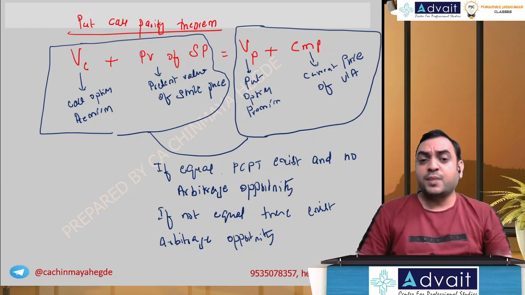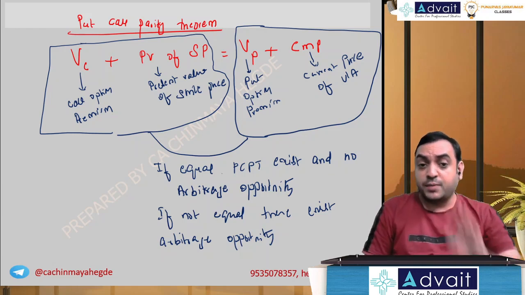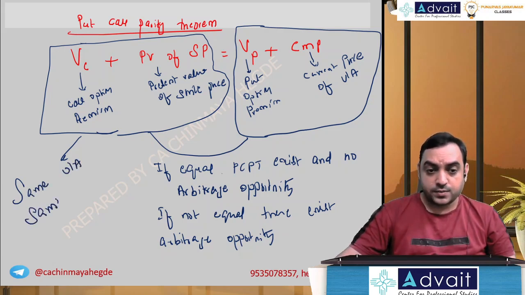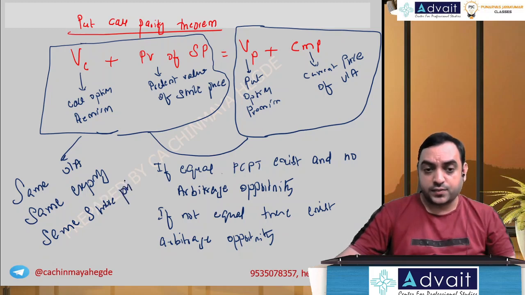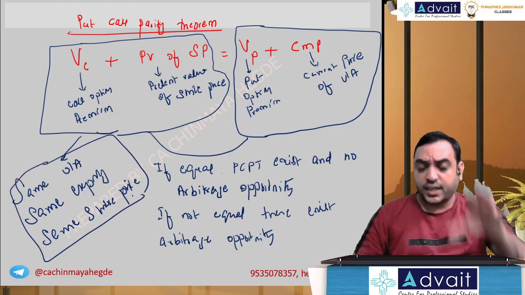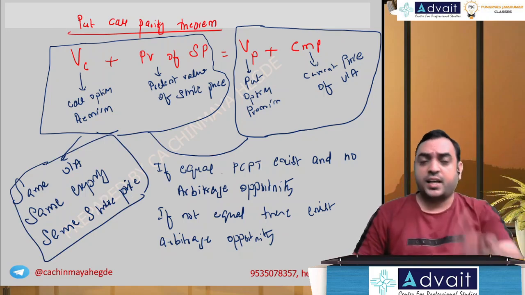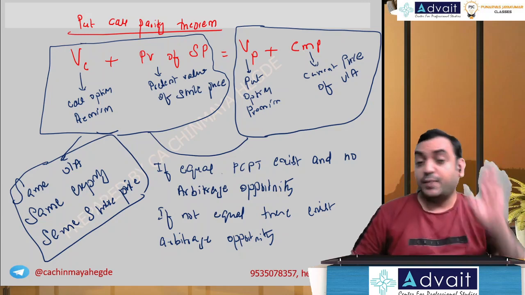So the put call parity theorem connects four variables of the same underlying asset. All of them should be of the same underlying asset, same expiry date and same strike price also. I mean, we are doing it for one single strike price. For different strike prices, we can't take different premiums. So for a strike price, what is the call option premium, the put option premium, what is the strike price, and what is the current market price of the underlying asset of the same expiry date.